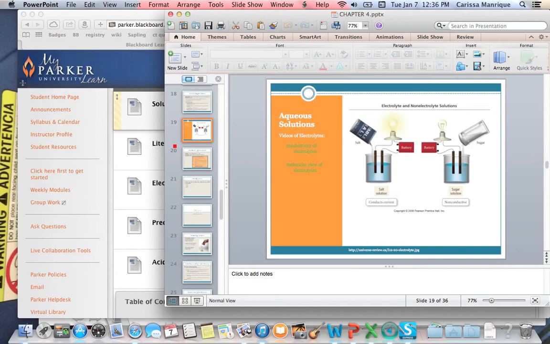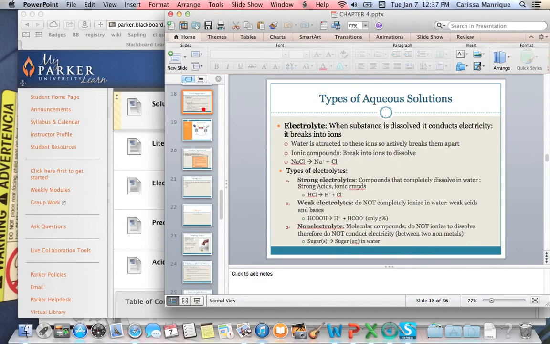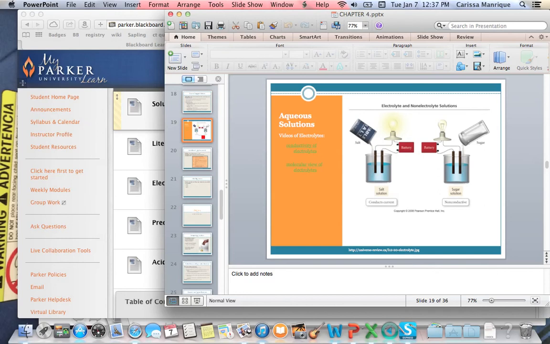Whereas sugar, on the other hand, when you put sugar in water, it dissolves, but it does not break up into ions. Sugar just stays as a molecule, okay? It does not break up into ions, so it's called a non-electrolyte, meaning it will not conduct electricity. So if you look at this picture here, put sugar in there instead, no light bulb will light up.